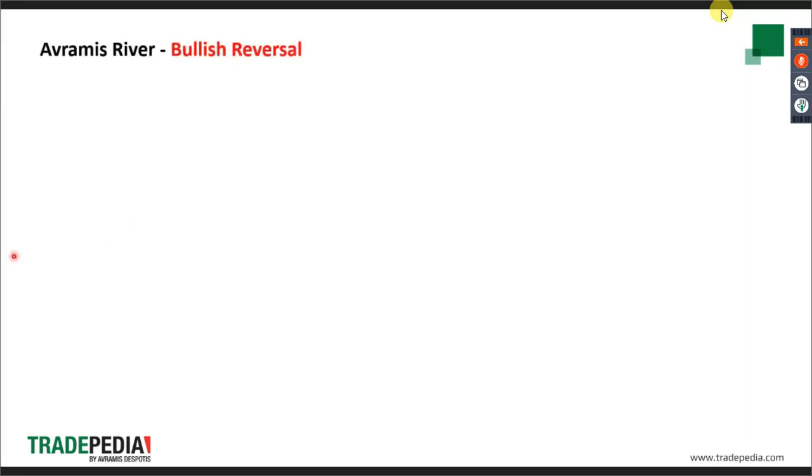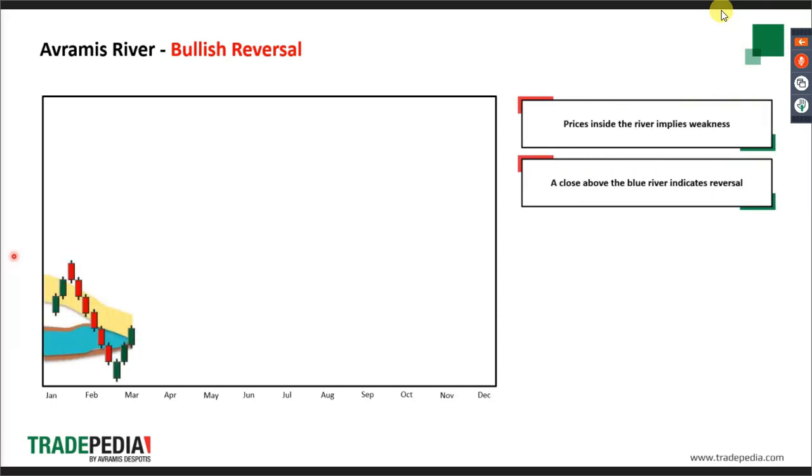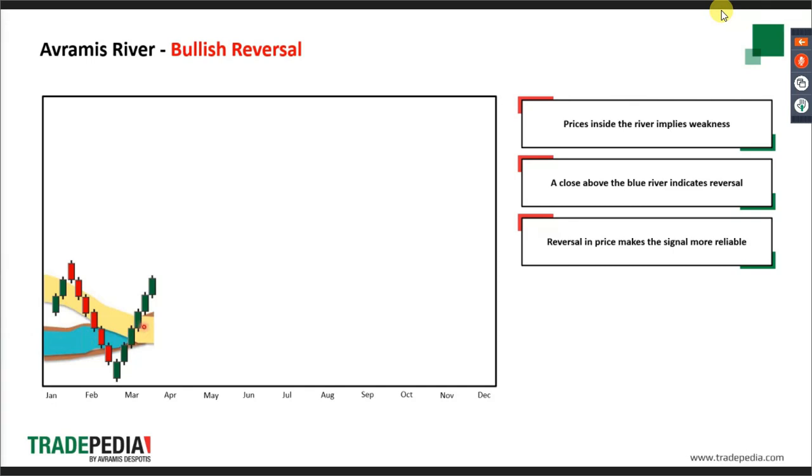Okay, next. And for reversals, other than just trend identification, the river can tell us about reversal. So you can see when the existing trend is weakening and you see our gold crossing over the blue, when the price starts to cross above the blue river, it indicates a reversal. And when it's inside, it's weakness.